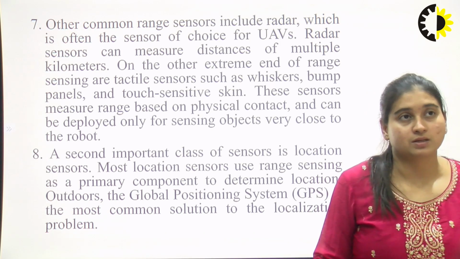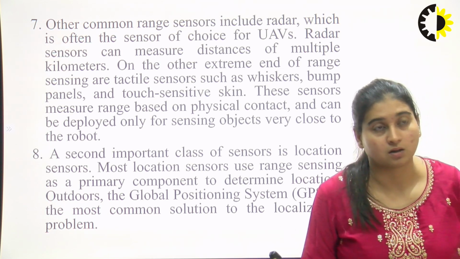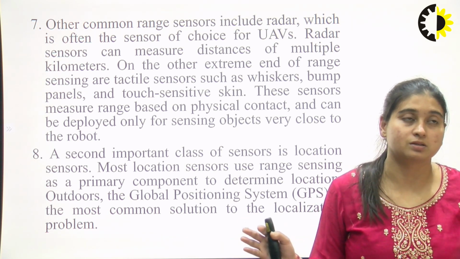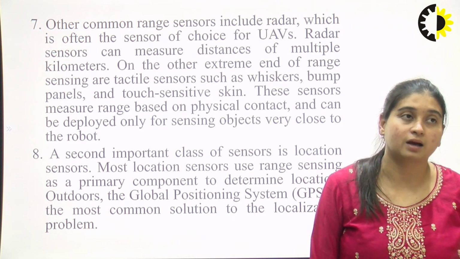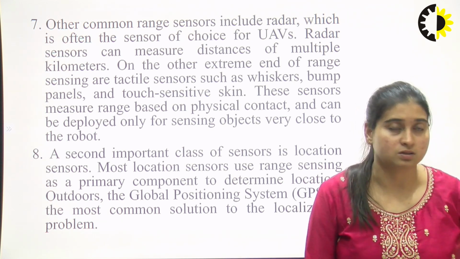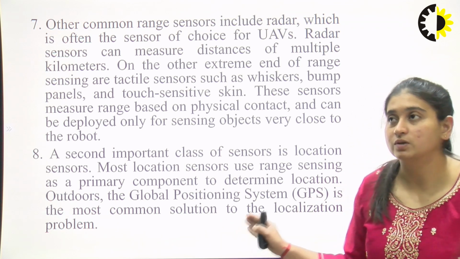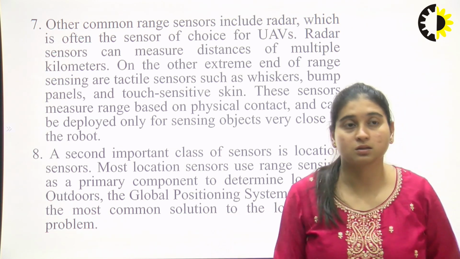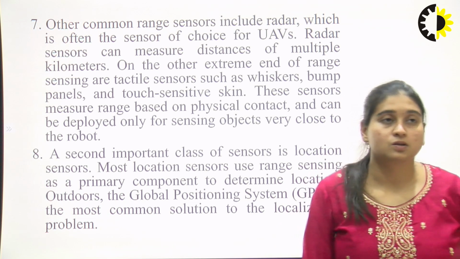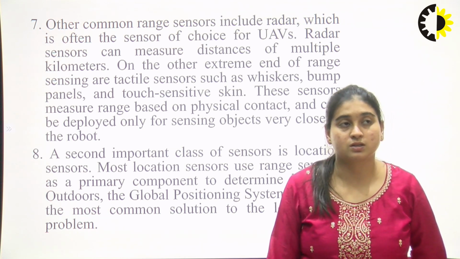Now, the other common range sensors include radars, which is often the sensor of choice for UAVs, and radar sensors can measure distances of multiple kilometers. On the other extreme end of range sensing are tactile sensors. In these points, I am discussing the different types of sensors, the basic difference between passive and active sensors, and many examples of sensors. So if you are asked a question on sensors or to write a short note on sensors, then you can just list these points. Radar sensors can measure distances of multiple kilometers, and on the other extreme end of range sensing are the tactile sensors.